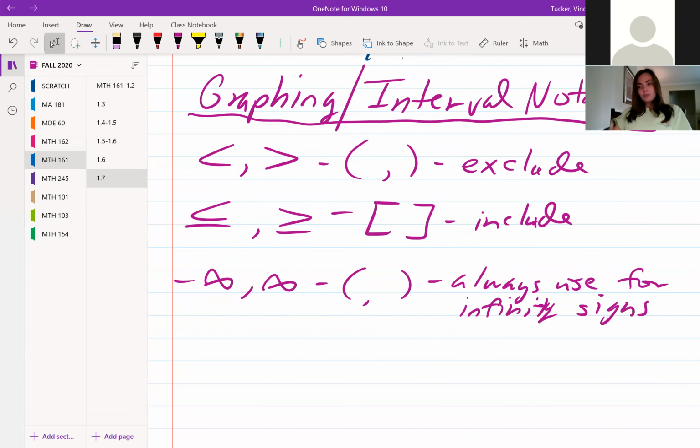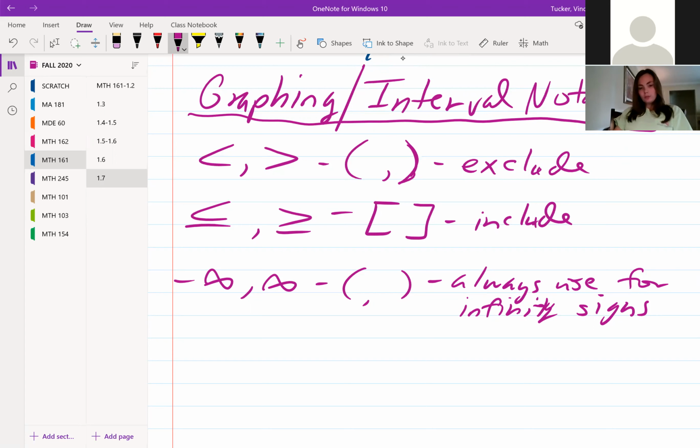But when you have less than or greater than, you should be using parentheses. That means you will exclude that value. Less than or equal to, greater than or equal to, brackets. That means you will include the value. Negative infinity and positive infinity will always use parentheses because you cannot include infinity. You can always go to that next number. So you will always use parentheses on your infinity sign.